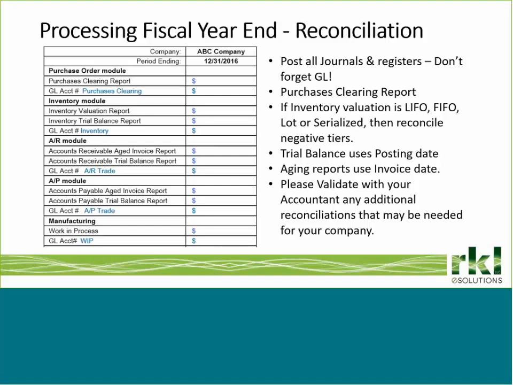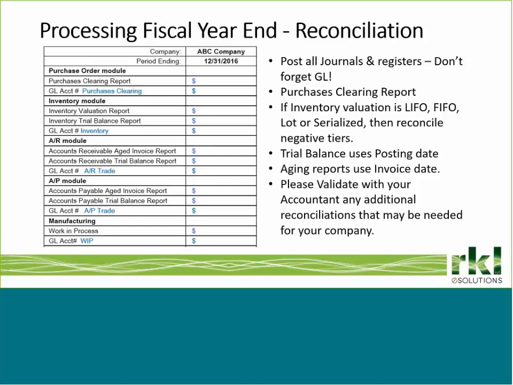You want to reconcile your modules to the general ledger, and here's a little cheat sheet of what reports you should run in each module, and then you want to tie them to the GL account that pertains to that module. So for example, in the purchase order module, there's a purchase order clearing report that can be found in the period end folder in the PO module. That report is going to show you all your purchase orders that you have received the goods for, but you have not yet received the invoice. That report should tie to your purchases clearing account in the general ledger.